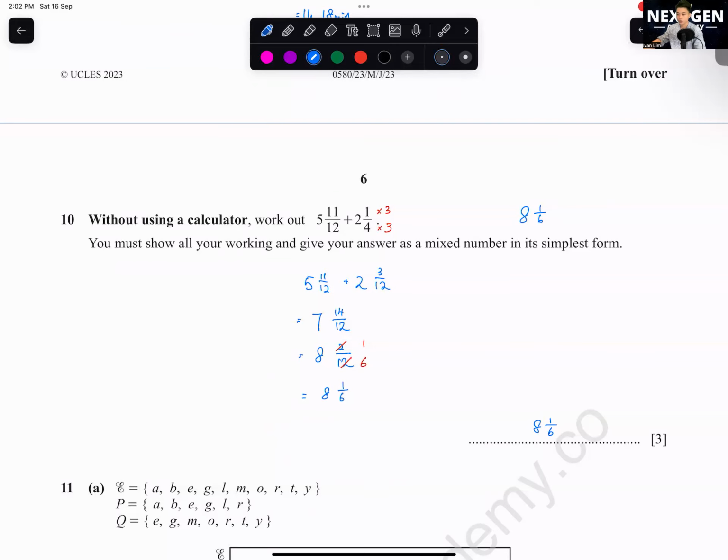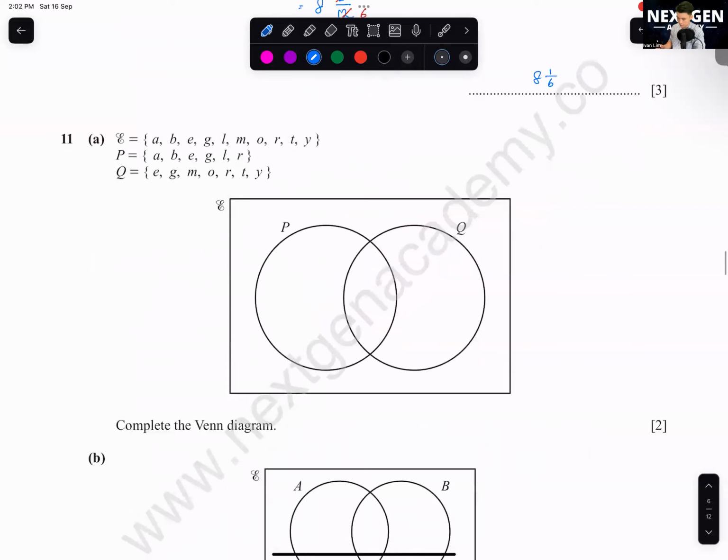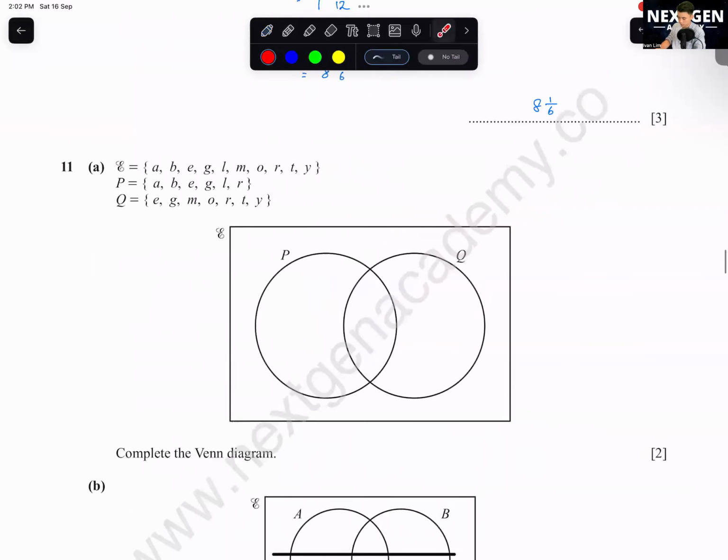Okay. Question 11. Complete the Venn diagram. Okay. So we have the universal set. That means everything is all this alphabet. Okay. First thing we want to find what is common between P and Q first. Okay. So I will highlight the ones that are common. So you see here, E and E, G and G, R and R. Okay, so E, G and R, they are common.